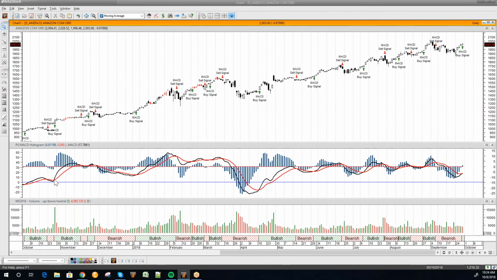Okay, so very plainly, we have all of our MACD buy and sell signals. This was the one that we just searched for and found in our results. Amazon is currently in a MACD buy signal. Okay, so very, very easily I can come in here and find my trading opportunities.